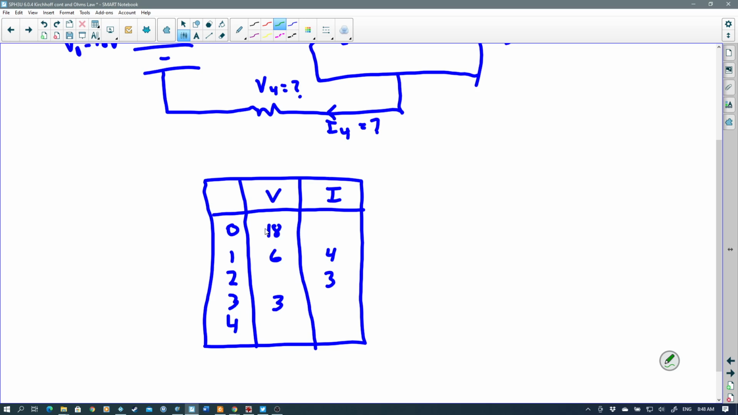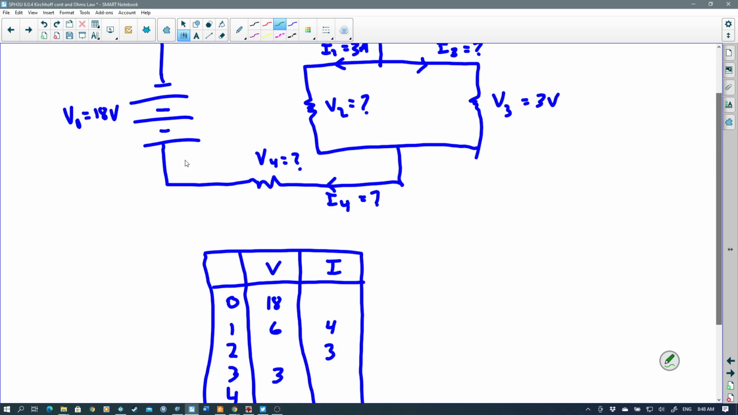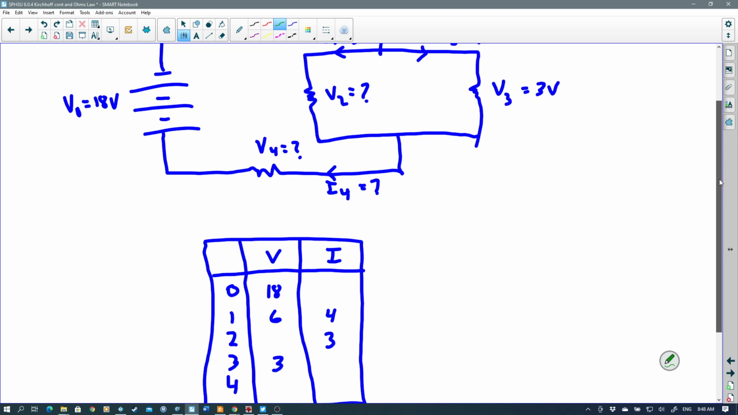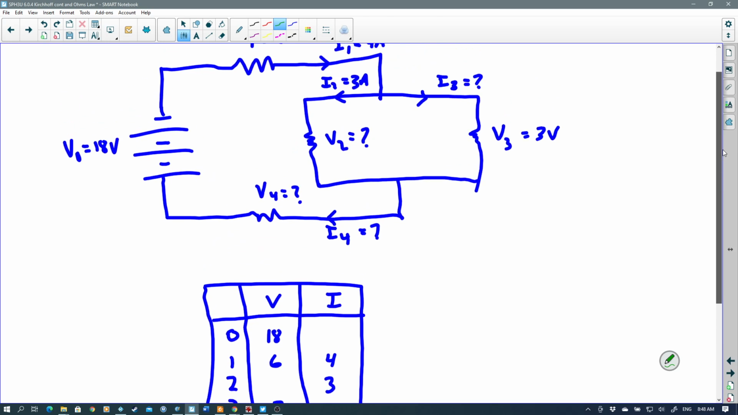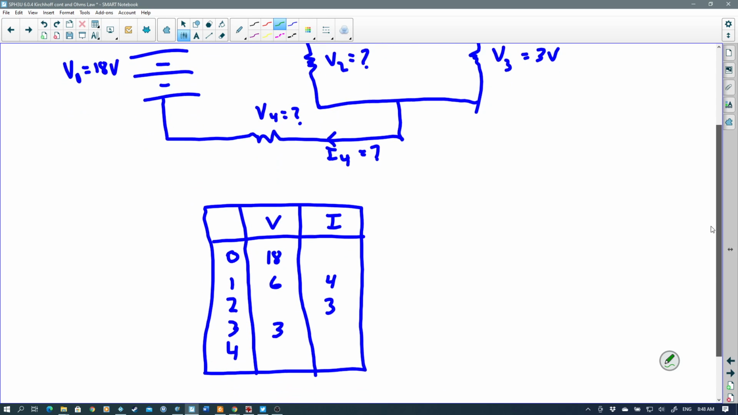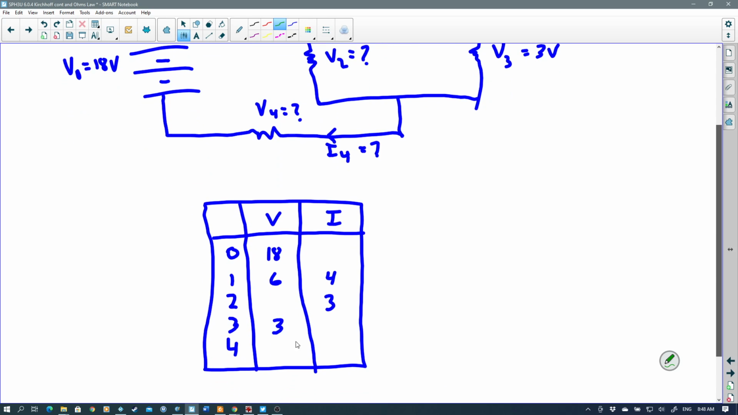And I listed the subscripts of each one of these in this column. So this would be V0, which is your 18 volts right here. Okay, V1, V2, V3, V4, and you can see which ones are missing, right? Anything that has a question mark is going to be missing in the table. So I just find it helps me organize my thoughts and to see what do I need to find and which ones are missing, which ones I haven't found yet.